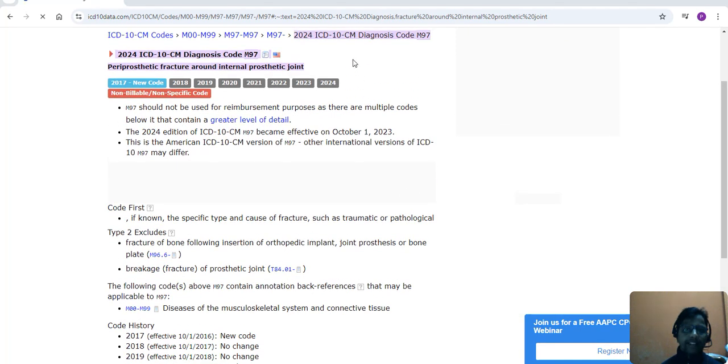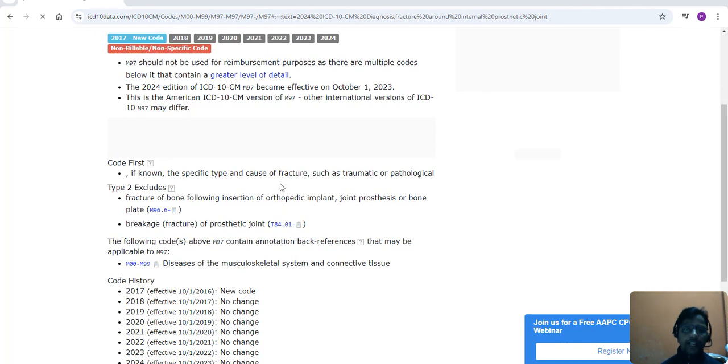So before coding M97, we need to code the reason for the fracture, whether it is traumatic or pathologic, based on the ICD-10 CM guidelines, which they have mentioned here. Code first.